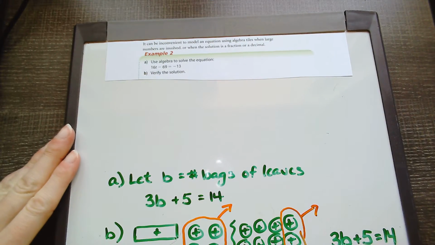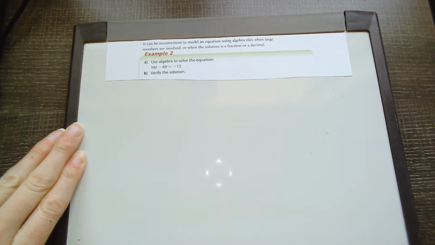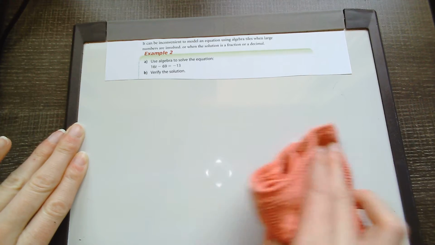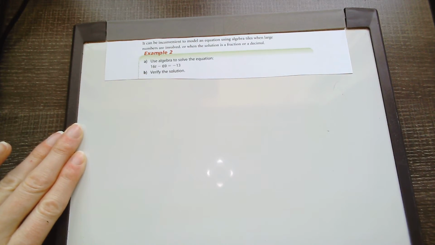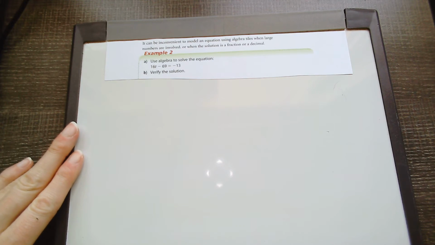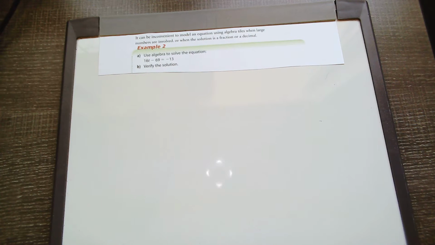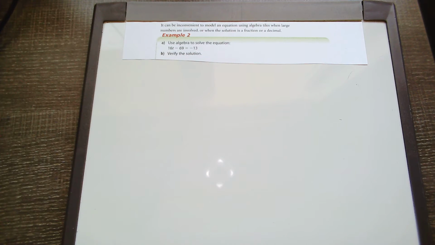Now, as you guys have probably guessed, it can be inconvenient to model equations. Modeling equations works very well, but if I have really large numbers, it becomes really not so fun really quickly. And so it can also be a problem if we have fractions or decimals, because how do we represent that when I'm drawing a circle to represent 1? And so this is where we really move to working into algebra.